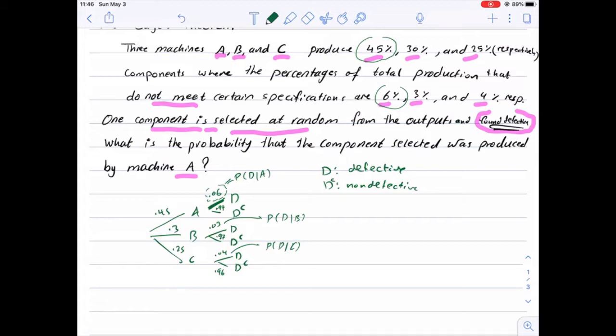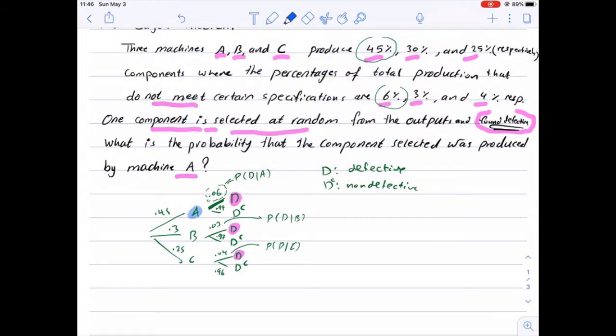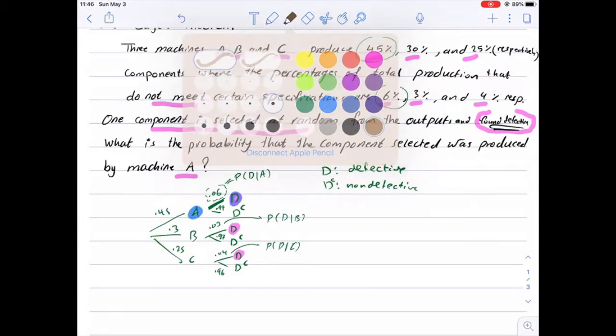Now we want to find this probability. That means we want to find if it's defective. Here this is defective, this is defective, and this is defective. So we selected one component, and it was defective. Now our question is, what is the probability that that defective comes from machine A? So that means defective comes from A. That's one branch, this branch.